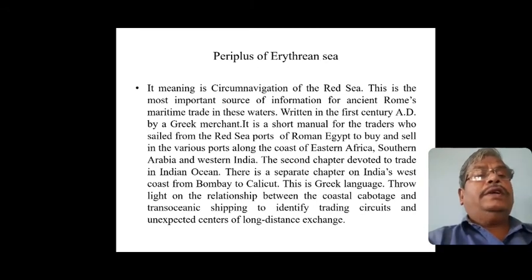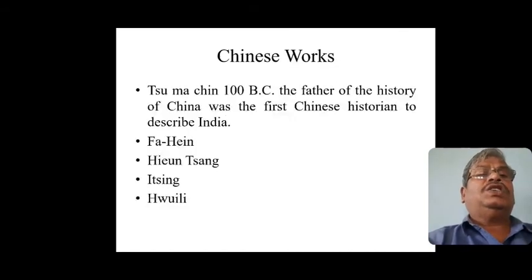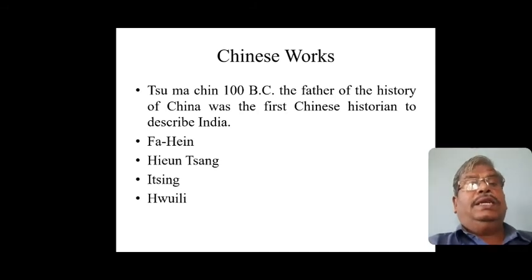There is a separate chapter on India's west coast from Bombay to Calcutta, in which he mentioned the flora, fauna, rock condition, water, and Western Ghats section, etc. This is in Greek language. This throws light on the relationship between coastal cabotage and transocean shipping to identify trading circuits and unexpected centers of long distance exchange. We must be grateful to the Chinese because of their works and their traveling, because of their interest, who came to India.